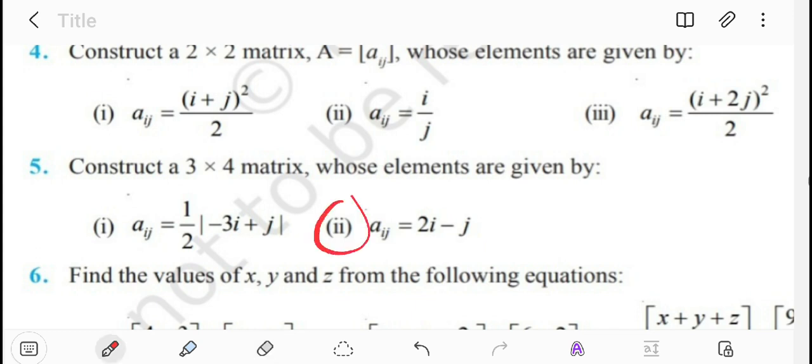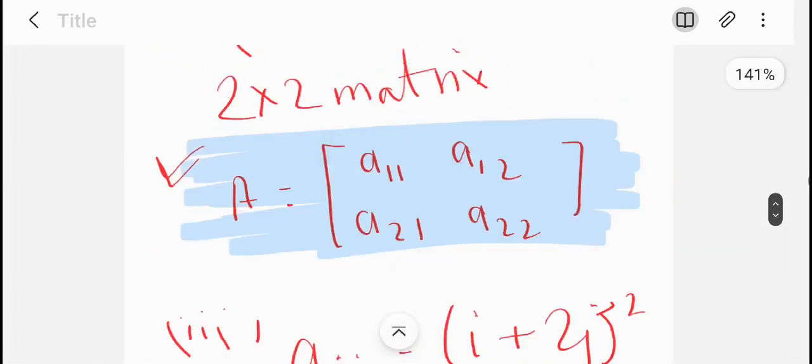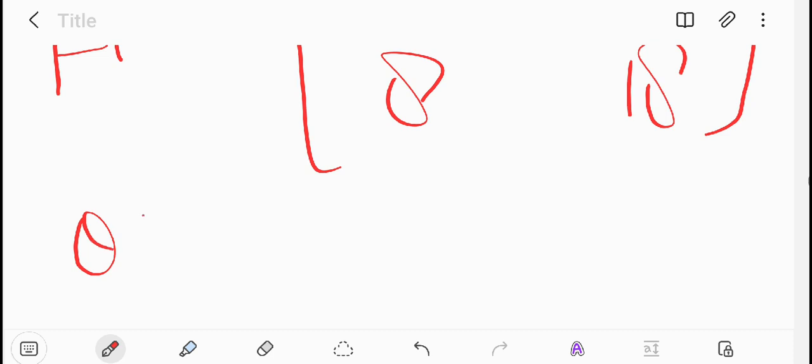So let me discuss the second part again. Now what will be our basic approach? Our basic approach will be the same: first we will find a general layout of our matrix, that is a 3 by 4 matrix. Then accordingly, using the given formula, we will find all the entries in the matrix, then substitute them. Let's see how we will do it. So now we are discussing question number 5, second part.